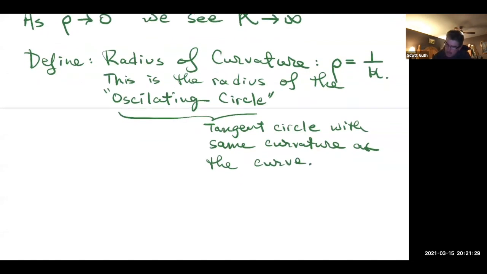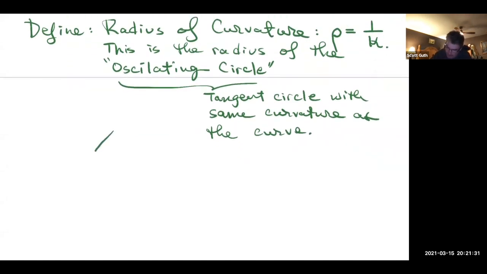So let me draw a picture of what I mean there. So if I have a curve, I'm just going to do a parabola here. And then I'm going to put a circle in here. I'm trying to match the curvature. Okay, so this isn't right. So I'm going to shrink this down until the curvature looks the same as the parabola. Still not right, it's too big. That's getting very close there.